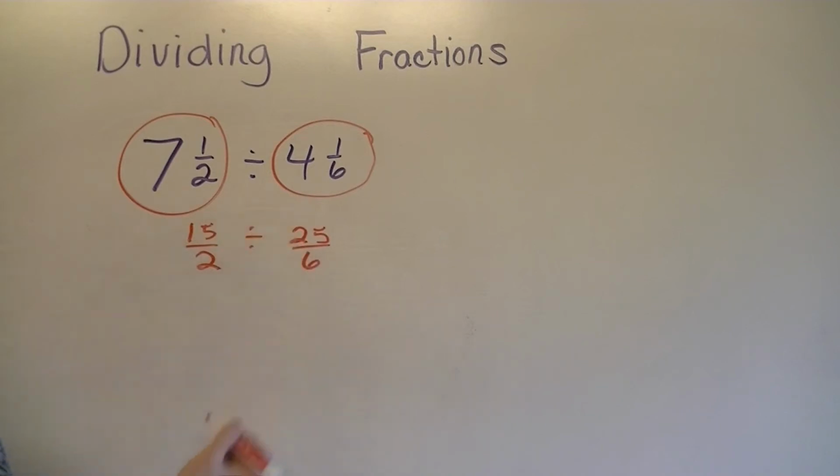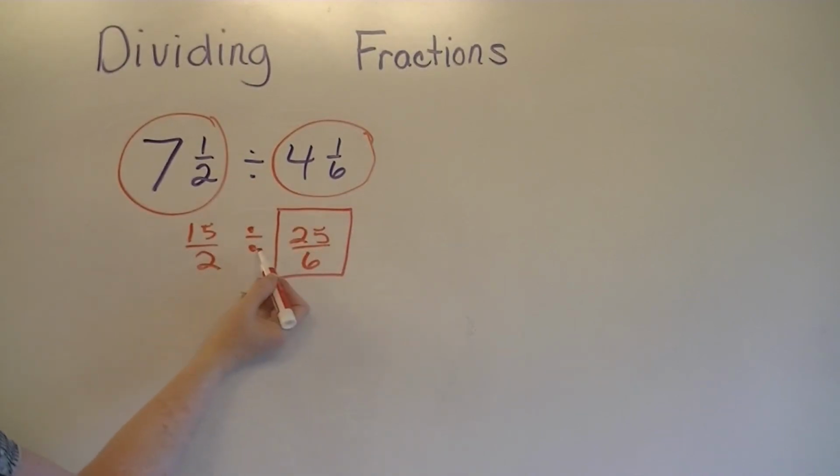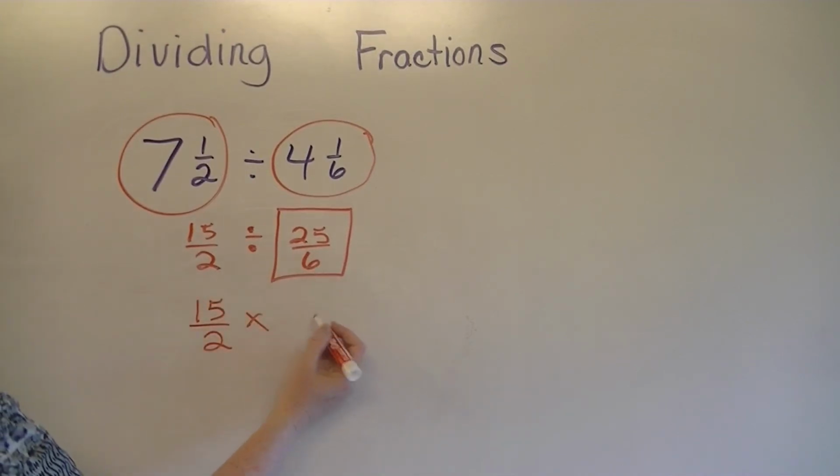I'm going to drop down the division sign. Well, we can't divide fractions, so we have to flip the term on the right side of the division sign. So I'm going to rewrite this underneath. I'm going to flip this fraction upside down. And now I'm going to look for cross cancellation.